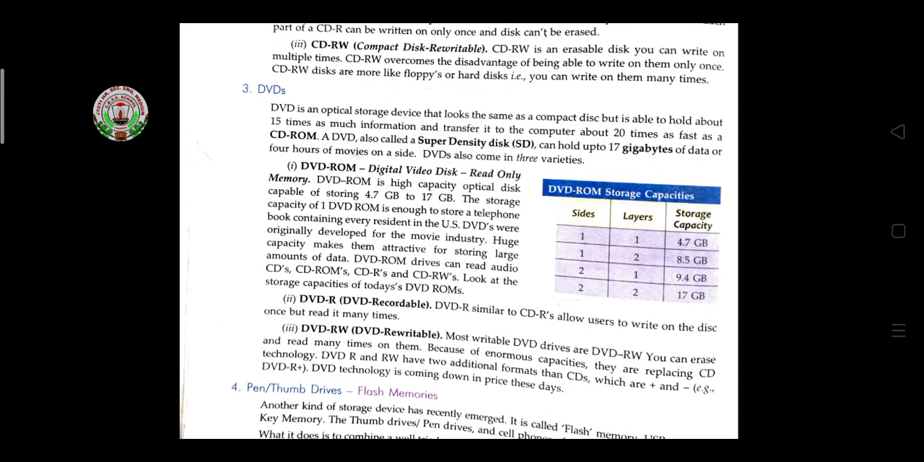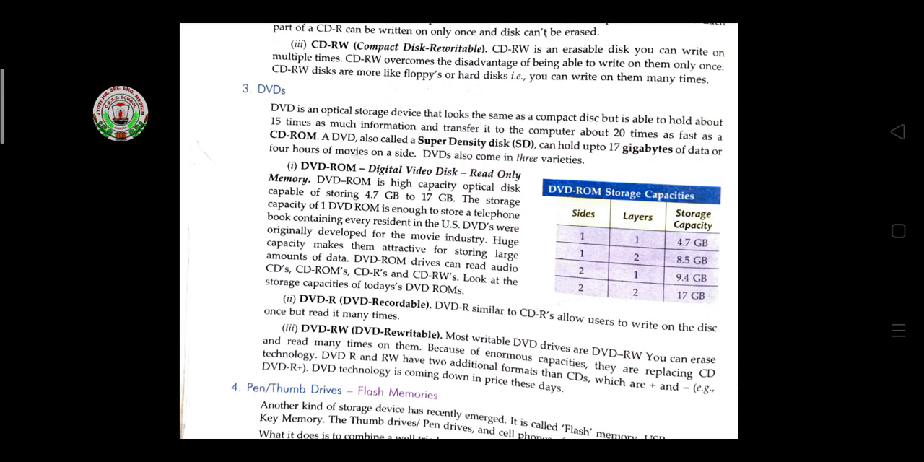Then DVD-ROM. DVD-ROM is a high capacity optical disc capable of storing 4.7 GB to 17 GB. The storage capacity of one DVD-ROM is enough to store a telephone book containing every resident in the US. DVDs were originally developed by the movie industry. Huge capacity makes them attractive for storing large amounts of data.